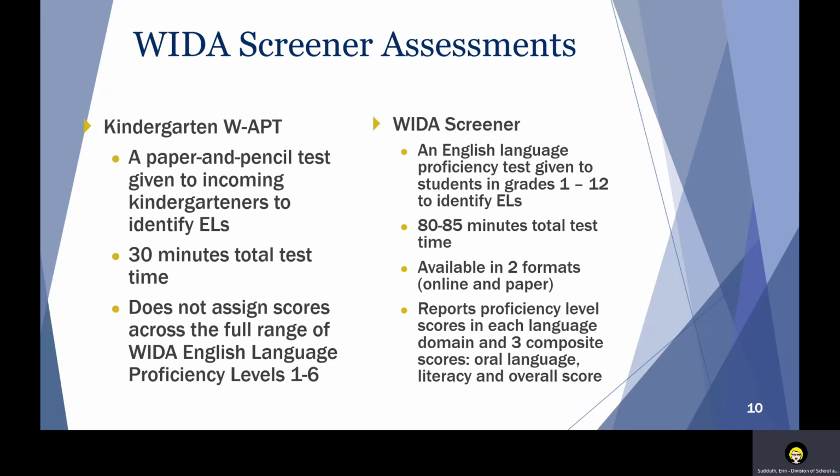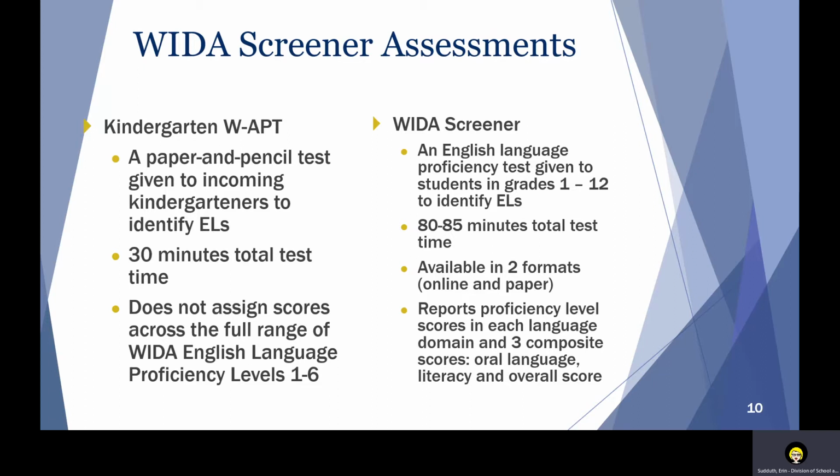Some additional information on the WIDA screener assessments. The kindergarten WAPT is a paper and pencil test given to incoming kindergartners to identify ELs. It's about 30 minutes total test time, and it does not assign scores across the full range of WIDA English proficiency levels 1 through 6.